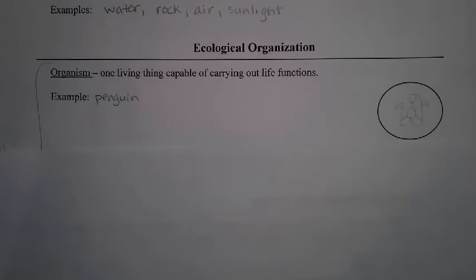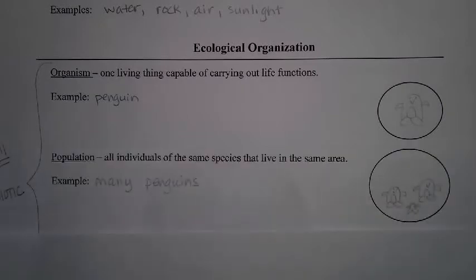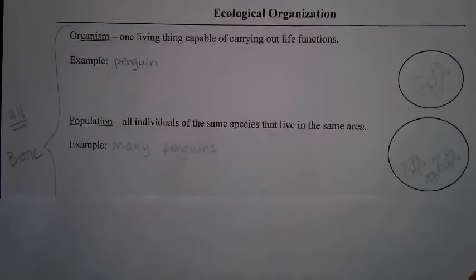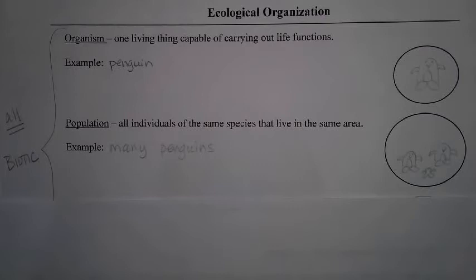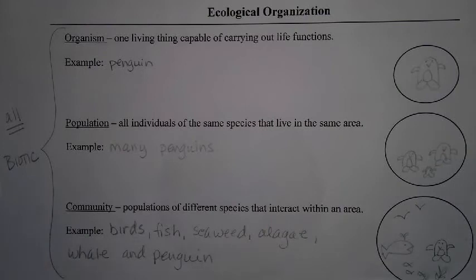Now, the next level of organization is a population. A population is all individuals of the same species, and that's the most important part. It has to be the same species that live in the same area. So many penguins living together in one area is a population. Another example is a herd of deer, a flock of geese. Those are populations. They are the same organism. The people of Sanborn, New York, that's a population. We know that in an area, there's not just one population. There's other groups of species.